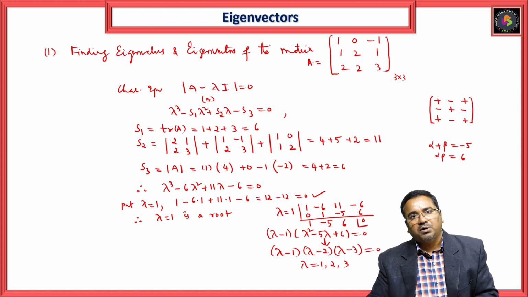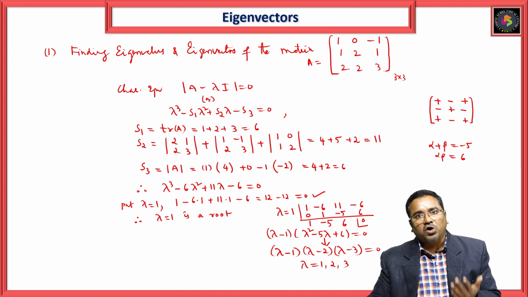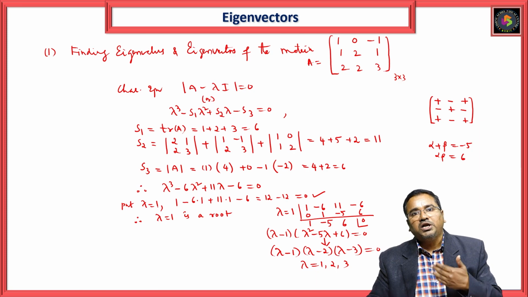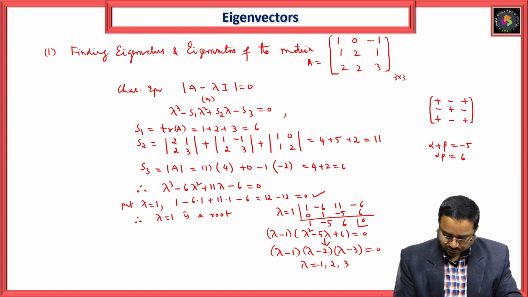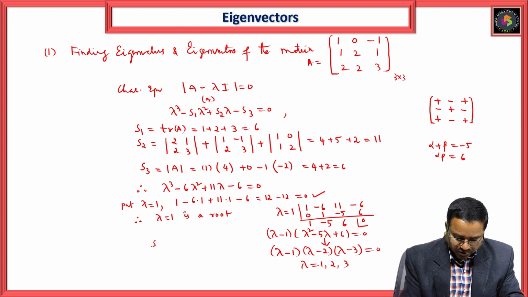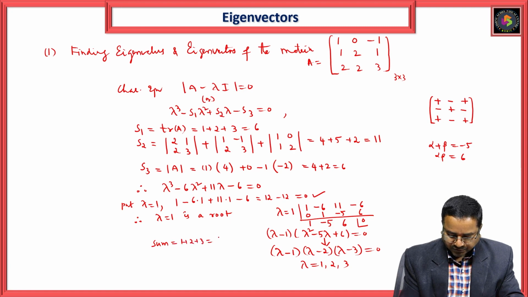So what are the properties? The sum of eigenvalues is always equal to the trace of the matrix. The product of eigenvalues is equal to the determinant of the matrix. If these two conditions are satisfied, the obtained eigenvalues are correct. Then we will check it now. What is the sum of eigenvalues? 1 plus 2 plus 3, that is 6. This is nothing but the trace of the matrix.